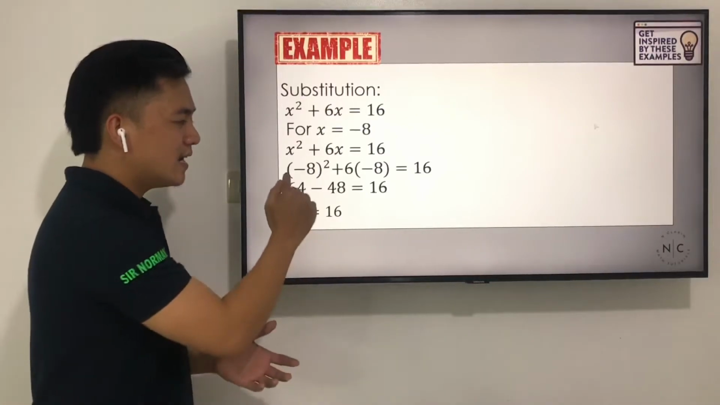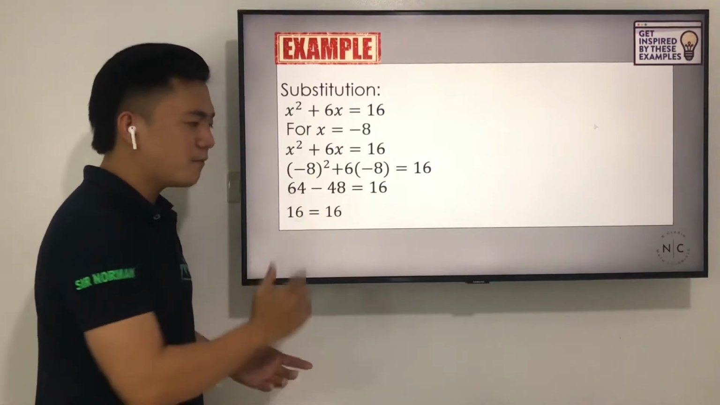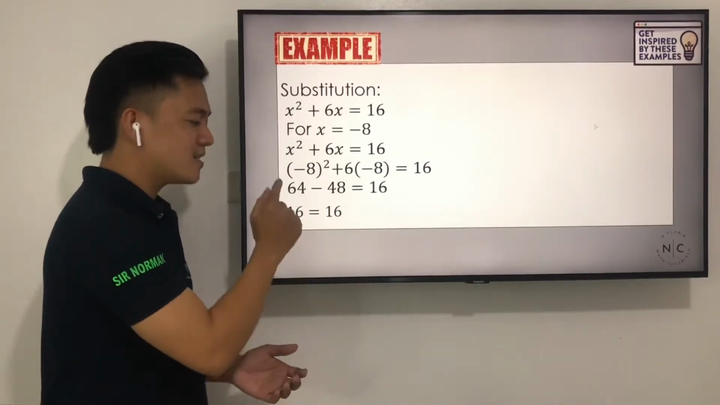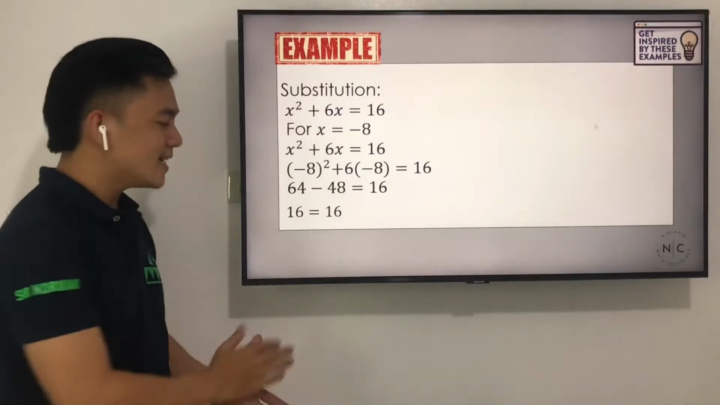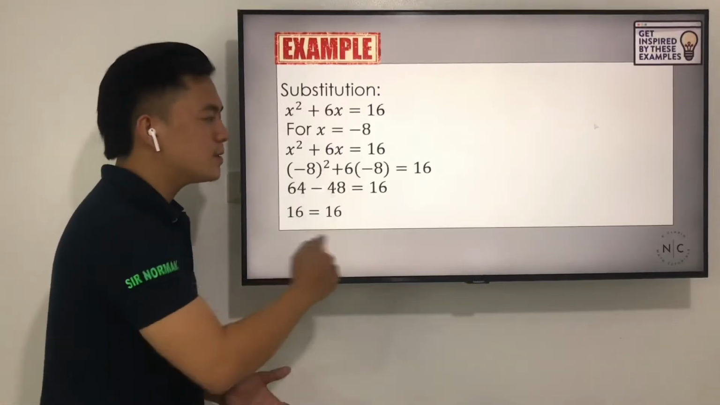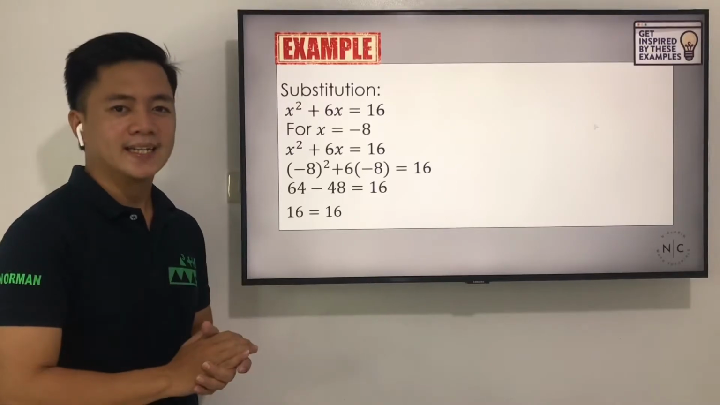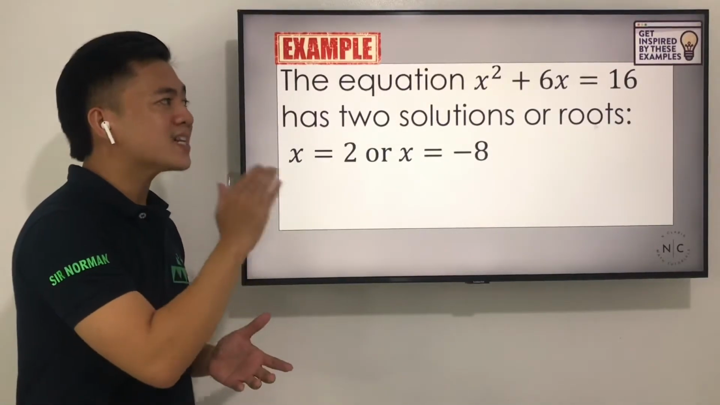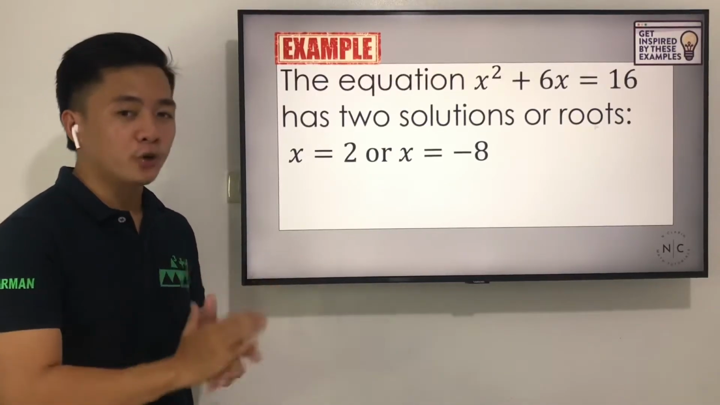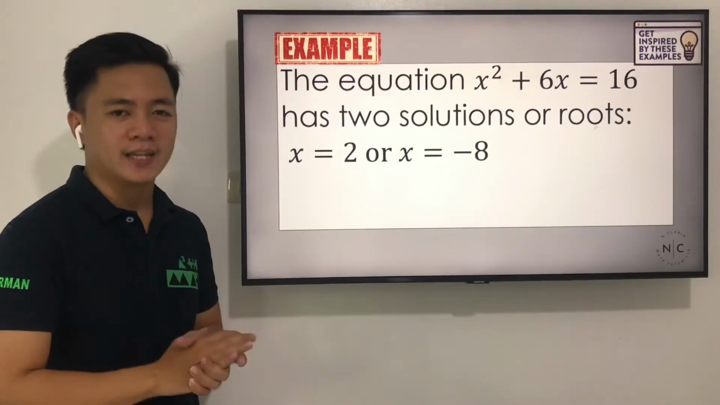Same process. Magiging negative 8, negative 8. So negative 8 squared is 64. 6 times negative 8 is negative 48. Next, 64 minus 48 is 16, which means 16 is also equal to 16. So, ibig sabihin, yung x is equal to negative 8 is also correct. Therefore, the equation x squared plus 6x is equal to 16 has two solutions or roots, which are x is equal to 2 or x is equal to negative 8.